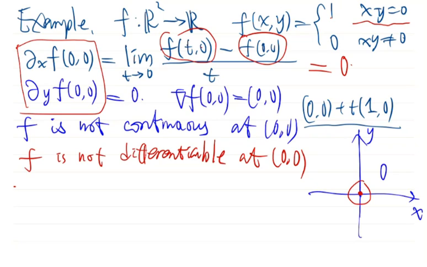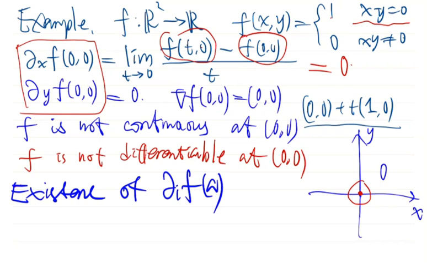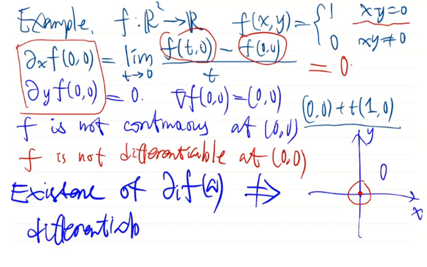This example shows that existence of partial derivatives does not imply differentiability. But if we strengthen the conditions slightly, requiring a little more than the existence of a partial derivative, we will regain the differentiability. So this is our next theorem.